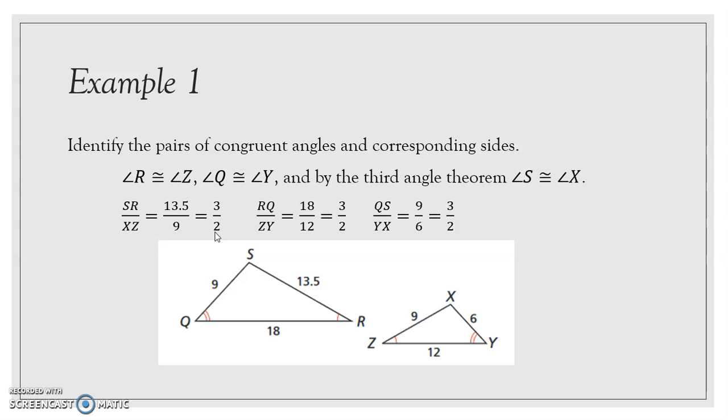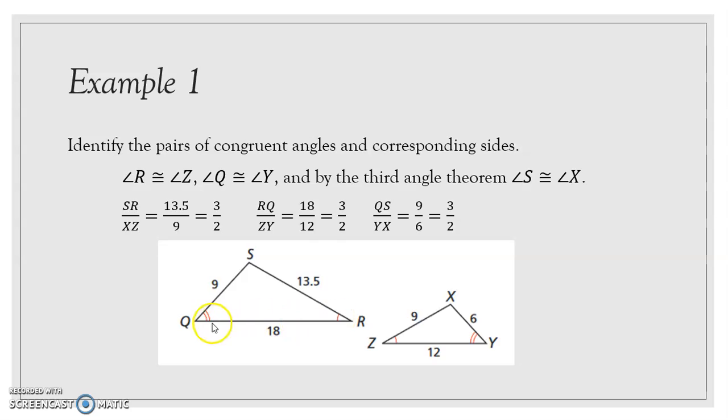Okay, so what I did is I said S doesn't have any arc marks and it's connected to R, which only has one, and X doesn't have any and it's connected to Z. So notice what they did is they flipped this triangle. So I have to be careful. 13.5 over 9 was my ratio, and then I divided it in a calculator. And then I did the same for RQ and ZY.